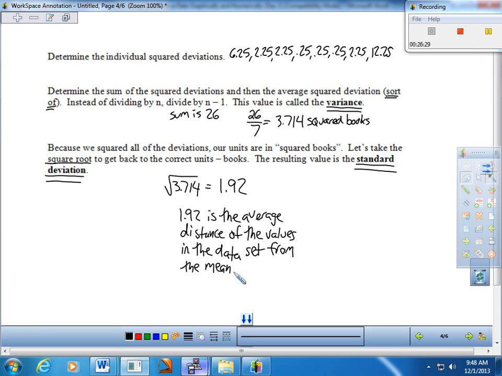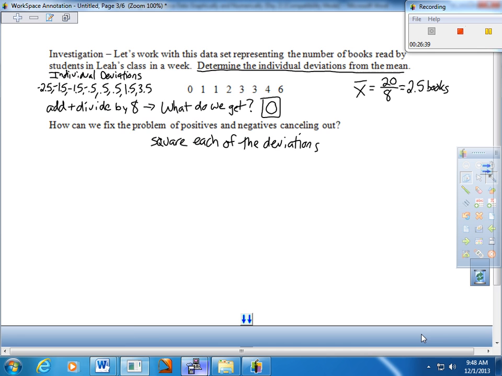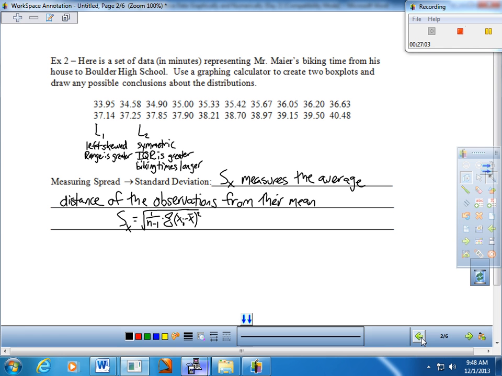If we go back to our data set, on average, these individual values are 1.92 units away from our mean of 2.5 books. That's what it means. Again, it's a way to talk about how far away it is from the mean. Perfect.